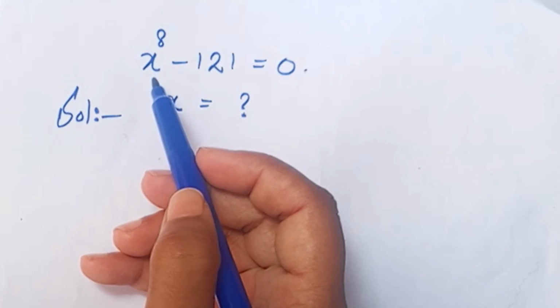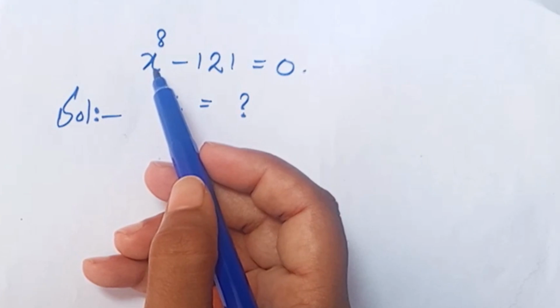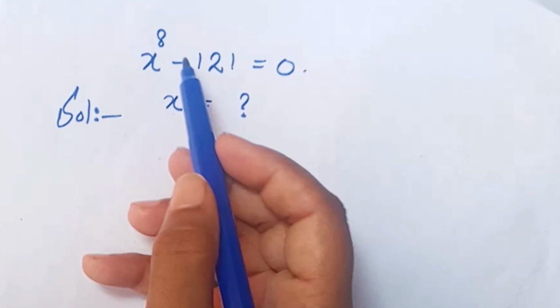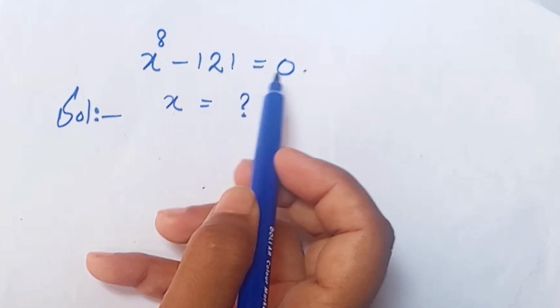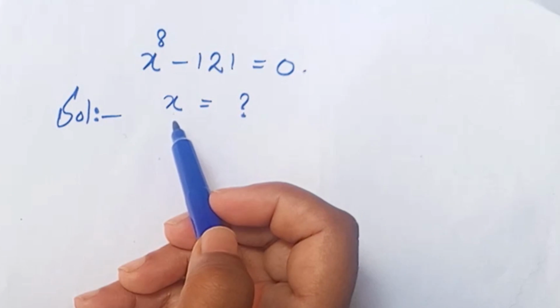Hello, good day everyone. Let's try to solve this question. The question is x raised to the power 8 minus 121 equal to 0, and we just find the value of x.